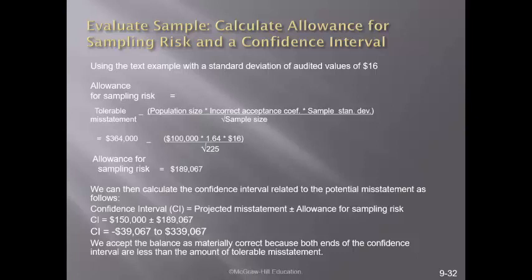$189,067. The confidence interval would be minus $39,067 to $339,067. Because both values of the interval are less than the tolerable misstatement of $364,000, the sample indicates that the account does not contain a material misstatement. The auditor should also consider qualitative aspects of any misstatements found in their sample.